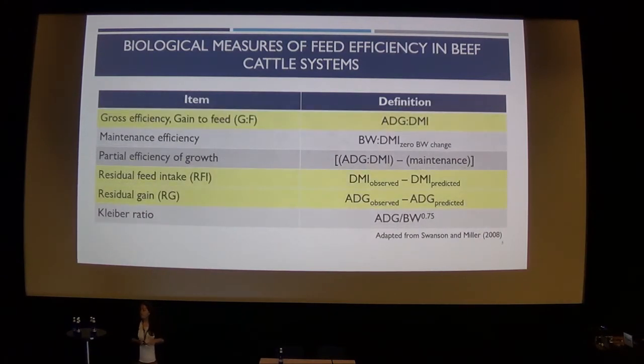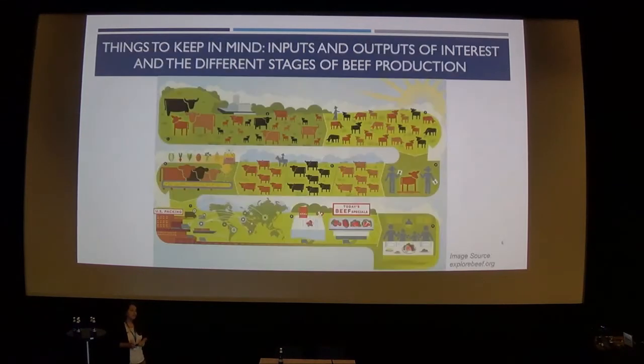In our study, we looked at 3 different measures of efficiency, such as gain of feed, residual feed intake, and residual gain. But another thing to keep in mind is that the definition of the term efficiency will vary across the different life cycle from beef production. For instance, what's expected as an output of interest from a finishing steer will be completely different from what we expect from a cow-calf operation. So that's really important to keep in mind.